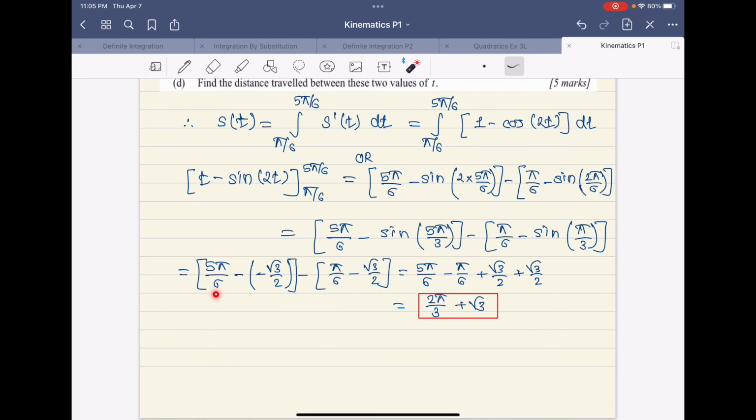Open this bracket. 5 pi by 6 minus pi by 6. Negative of negative root 3 by 2 is positive root 3 by 2, and negative of negative root 3 by 2 is positive root 3 by 2. 5 pi by 6 minus pi by 6 is 4 pi by 6. 4 pi by 6 cancellation will happen, it becomes 2 pi by 3. Root 3 by 2 plus root 3 by 2 becomes 2 root 3 by 2, which is root 3. So this is what your final answer is.